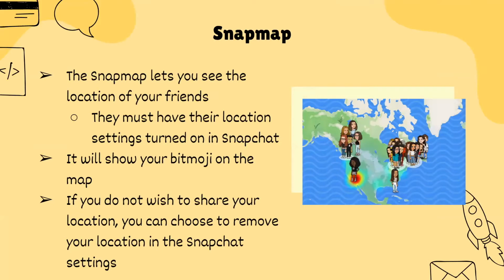Snap Map. The Snap Map lets you see the location of your friends, although they must have their location settings turned on in Snapchat. It will show your Bitmoji on the map. If you do not wish to share your location, you can choose to remove your location in the Snapchat settings.